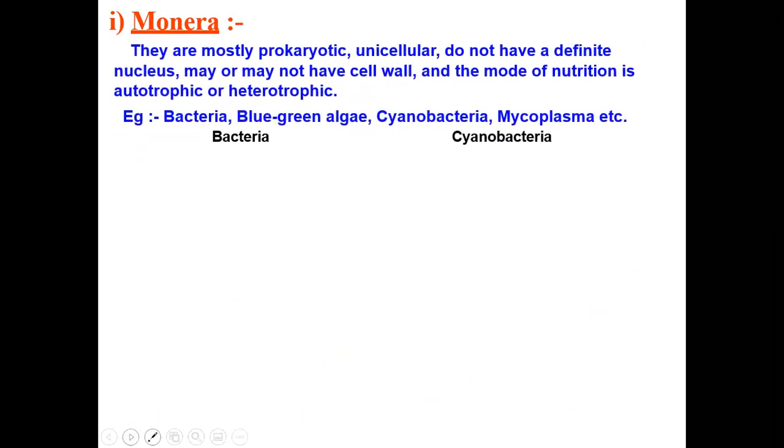Now we will discuss first Monera. They are mostly prokaryotic, unicellular and do not have a definite nucleus. They may or may not have a cell wall. The mode of nutrition is autotrophic, sometimes heterotrophic also. Examples of Monera are bacteria, blue-green algae, cyanobacteria and mycoplasma.